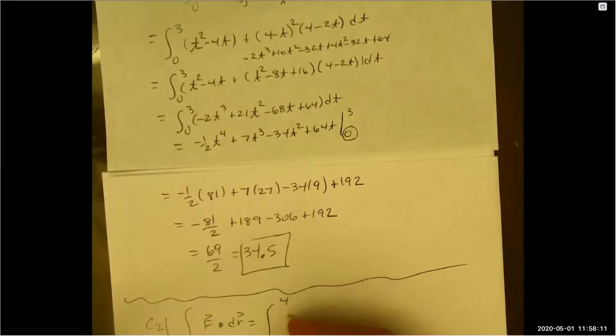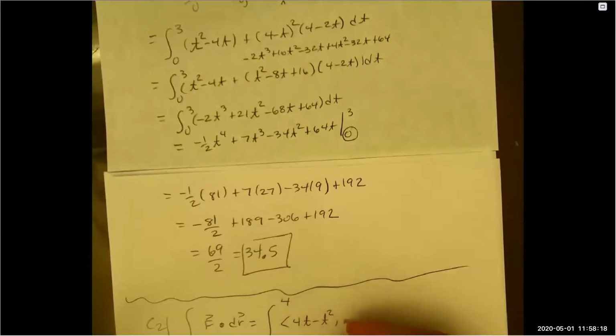All right, so we're going to have the 4t minus t squared, and then the x squared, x is t, so that x squared is t squared. And then we're going to multiply this by the r prime, which is going to be equal to 1, and then here we're going to have 4 minus 2t again, dt.